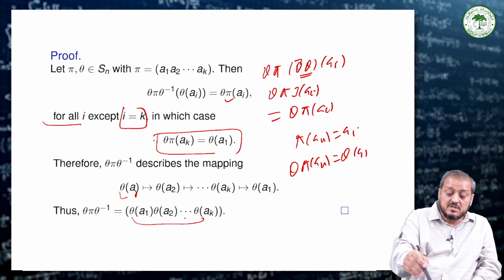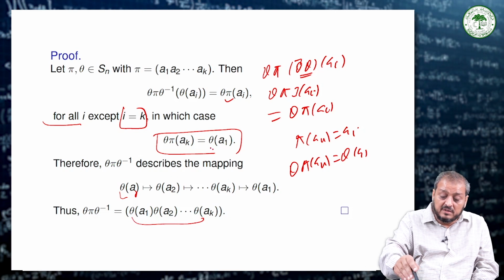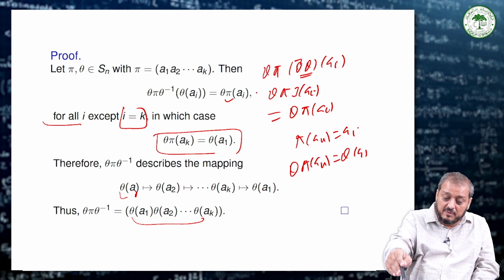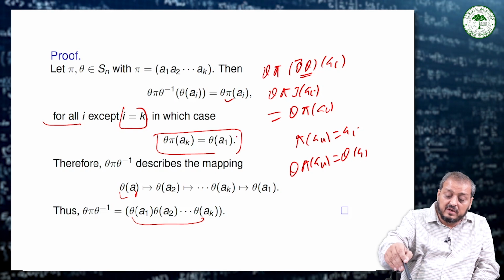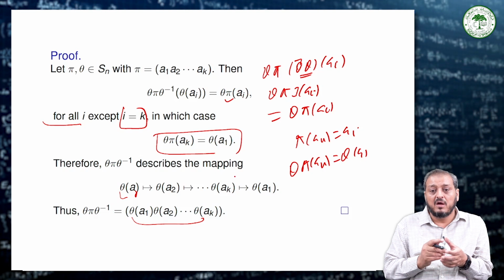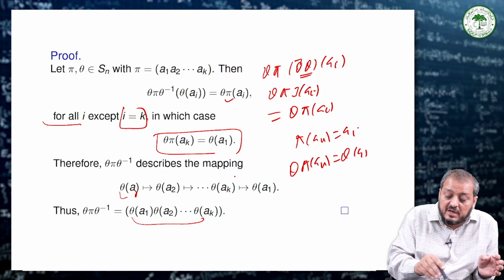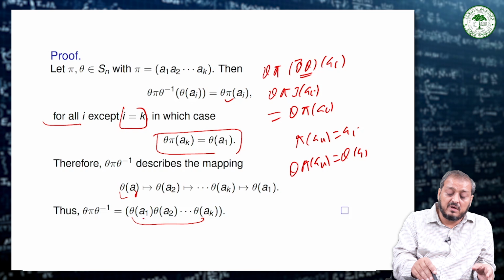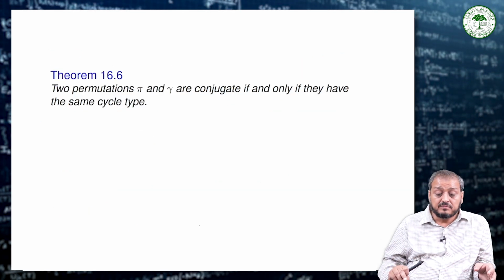This means we describe the mapping like this. Starting from theta of a1, we keep rotating through all the values up to k. This is theta of ak, and then theta of ak goes back to the value theta of a1. So in this case we can simply say that theta pi theta inverse can be written as (theta a1, theta a2, up to theta ak).